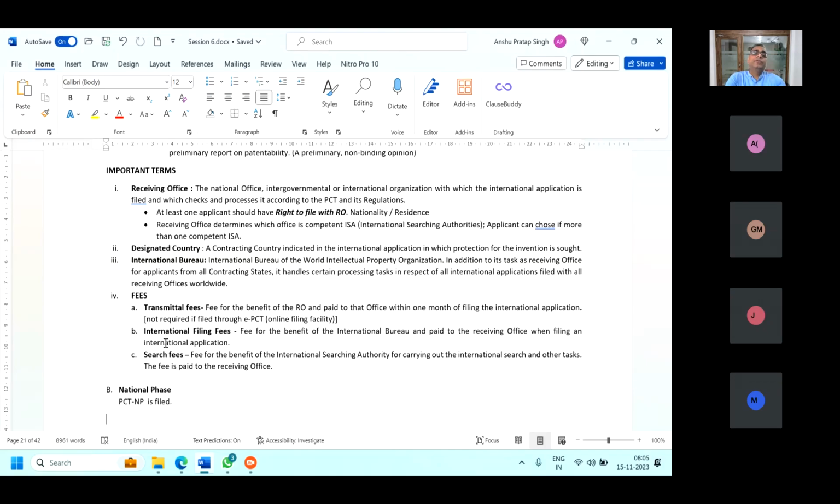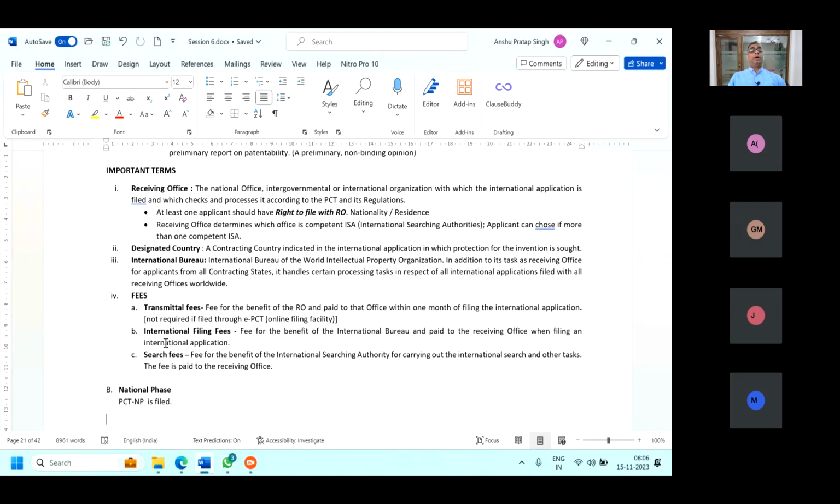Can you approach any receiving office? No. In PCT, there is a requirement of nationality or residence. If you are a national of that country or you are a resident of that country, you can file with that RO only. For example, an Indian cannot say, I will file in the US via the PCT route. You cannot file that. The reason is simple: you are an Indian citizen and you are not residing there. However, an NRI residing in the US can file a PCT because he will take a plea on the basis of residence.